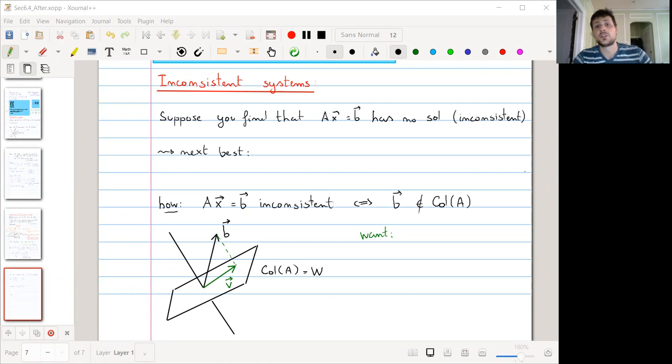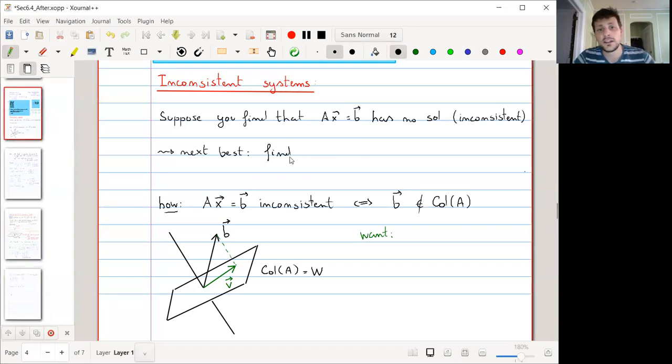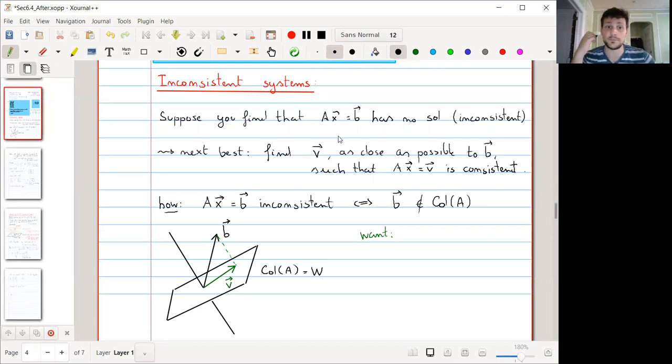The first one is an application to when you want to solve a linear system that is inconsistent, so it has no solution. So what we're going to do in this case is, well, if AX equals B is a system with no solutions, we'll look for the next best thing, which is to find a vector v as close as possible to the vector b, but such that if I take the linear system AX equals v instead, this is consistent. So this has a solution, unlike AX equals B.